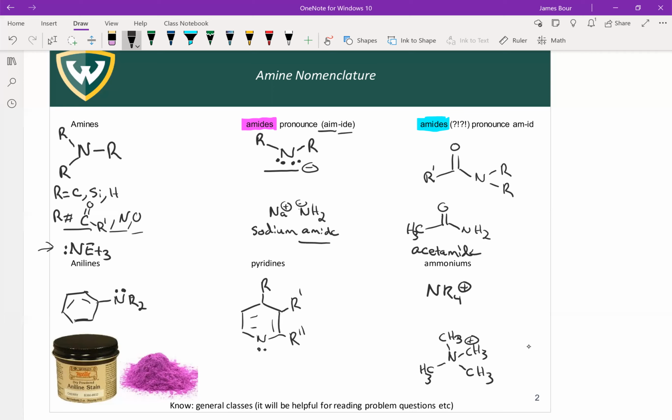And so amides, pronounced amide, are nitrogens attached to a carbonyl. And indeed, we've seen these before. I hope that this is familiar. An example of which is called acetamide here. Acetamide is this molecule here, and it is one of the more simple amides.